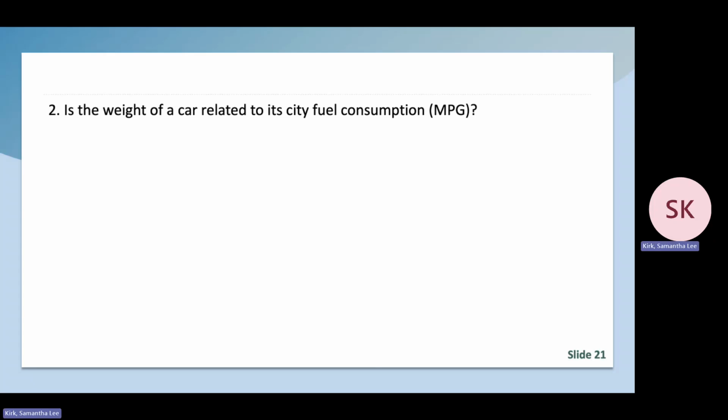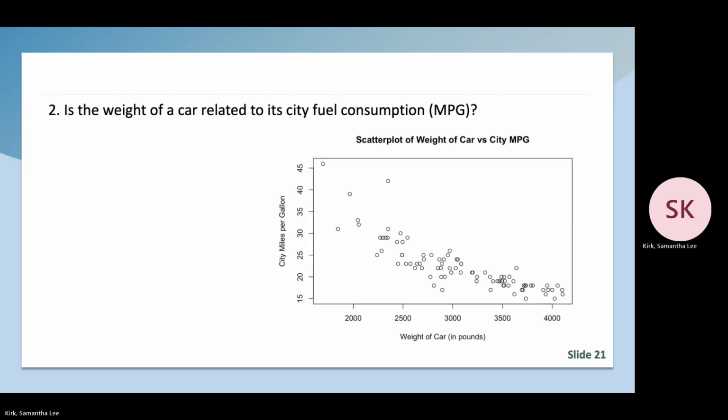Here's another set of variables we could be interested in: the weight of a car and its city fuel consumption, or MPG. So each little dot represents a car, and the x-axis is its weight, and the y-axis is the miles per gallon it gets in the city. So looking at this graph, I would say there seems to be a negative linear association, meaning that not all the dots line up on a line, but it's kind of close to a line, and the slope of that line would be negative.